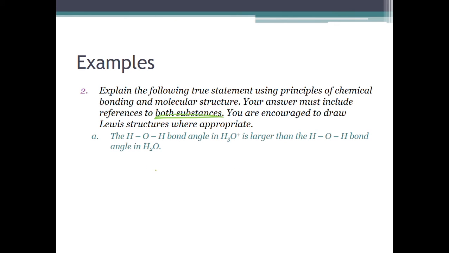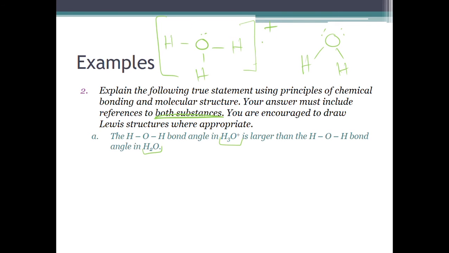So here we go. It says the HOH bond angle in H3O plus is larger than the HOH bond angle in H2O. Well, we know this is true, but we have to explain why. So why don't we go ahead and draw the Lewis structures. H3O plus is going to look like this. And H2O, as we just saw, looks like this.